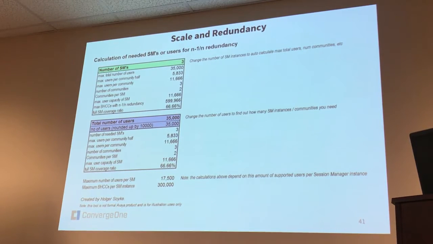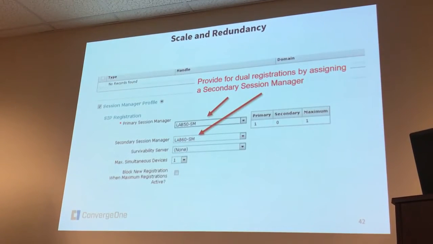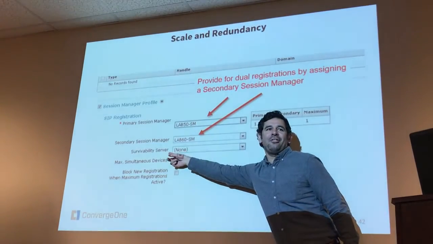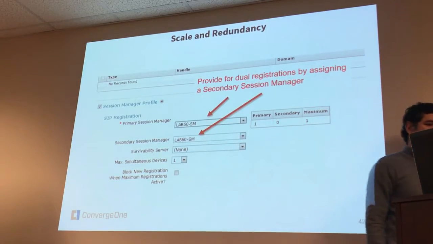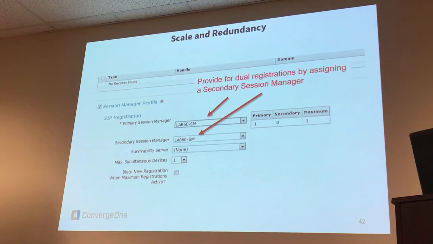You could say, hey, I have this amount of session managers. How many users could I have if I want to work with an n-1 over n redundancy? We don't need to actually go into that detail. This is the place later where you specify the primary session manager of each user, the secondary session manager, and the branch session manager. I don't know why they didn't call it branch session manager. They call it the survivability server, but it's the branch session manager. So those are the 3 points that each SIP phone could register to.